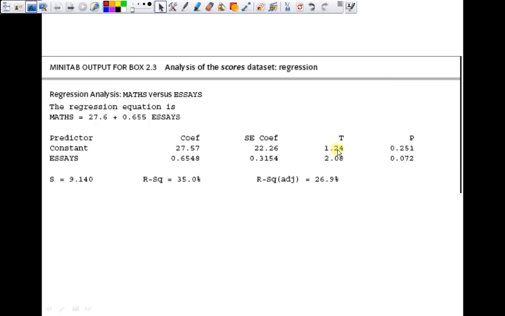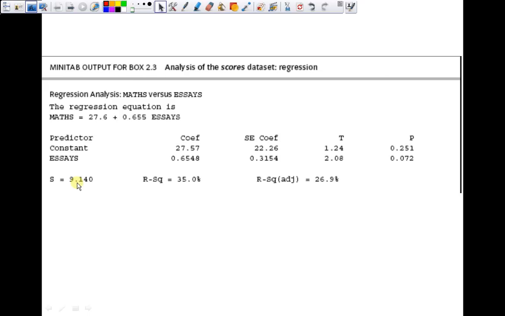This time we get a t-value, again testing whether the slope is 0 versus whether the slope is not equal to 0. We get a t-value of 2.08, which gives us a p-value of 0.072, which is higher than the most common alpha of 0.05, which would lead us to fail to reject. So this does not give us any evidence that there's a linear relationship between how someone scores on an essay versus how someone scores on a math exam. At least not at the 0.05 level.